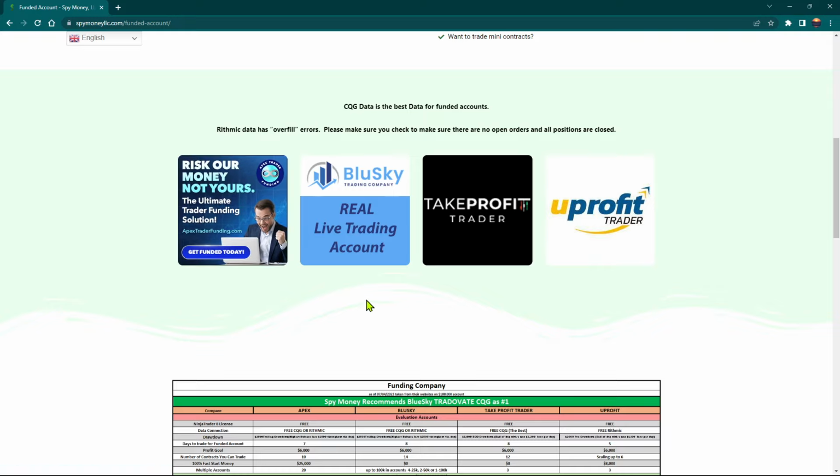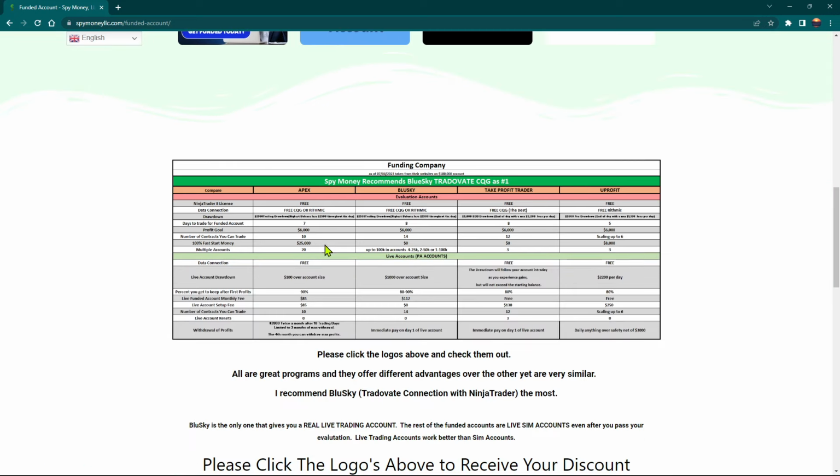If I were you, I would just start off with 1 account, and any of these 4 will work for you. They'll do fine. The quickest pay is the BluSky 150, because if you pass and get that $2,000, you immediately go to a funded account, so there's no waiting. As soon as you make money, you can take money every day if you want, so that's going to help you. Any of these 4 are good, and right here is a chart that just shows the differences between them.